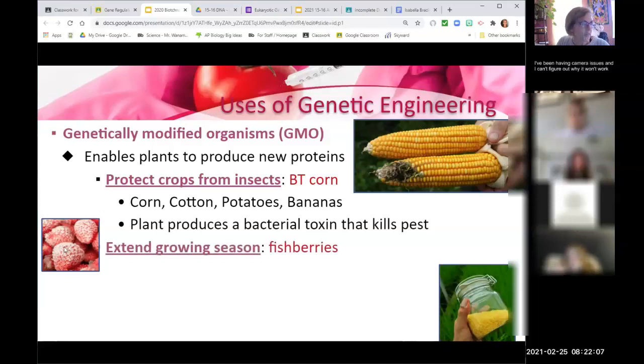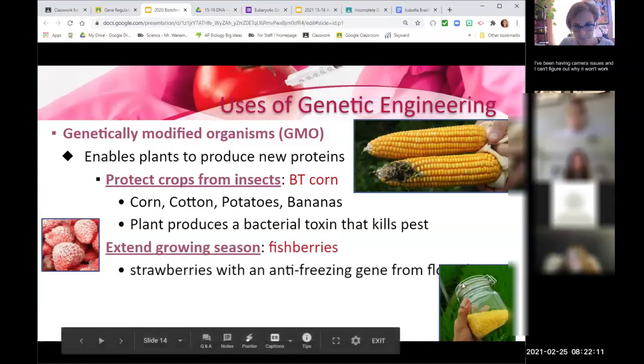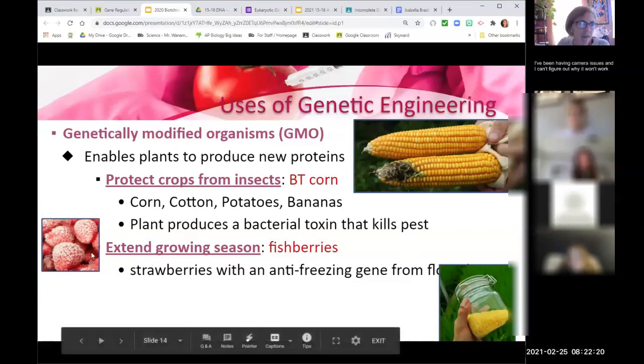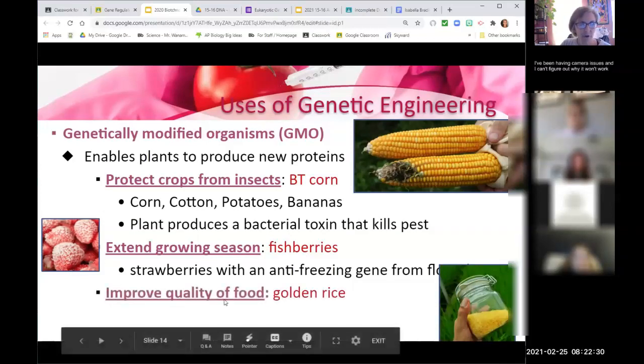They produce a bacterial toxin that will kill pests. We're able to make weather resistant organisms. We have these anti-freezing genes from flounder in the deep sea ocean where it's very, very cold, right? And we've moved them into fish and strawberries, and we call them fish berries. And so they're able to resist the cold weather. So it extends their growing season.